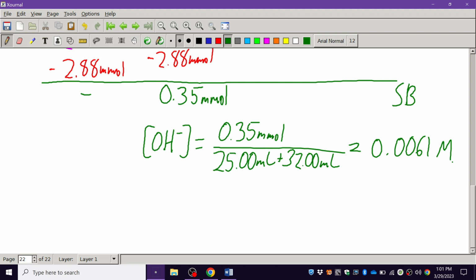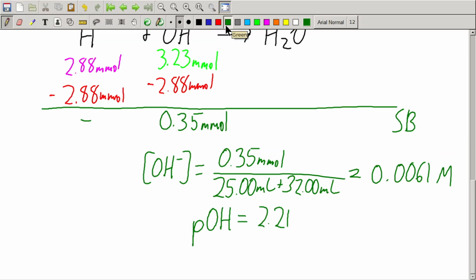What's the pOH? 1.21? It's got to be greater than 2. 2.21. Sorry. Yeah. You left the 0 out. That's it. It happens. And again, that's a good reason to write everything down as well. Okay. And so what's the pH?